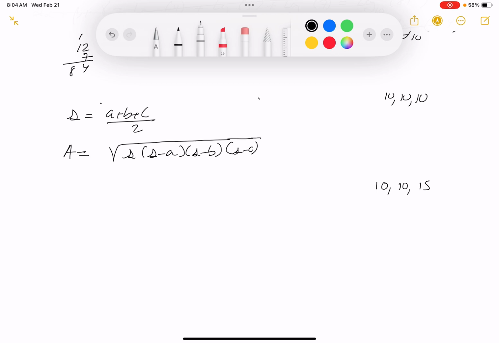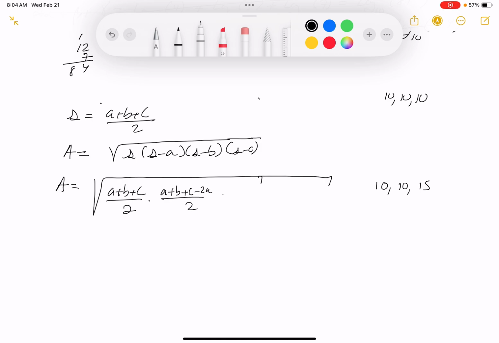Now granted, I'm not really interested in computing the number. I'm interested in which one's larger. So looking at this over here, I realize that A would be equal to a root. And let me write this down over here. It's going to be A plus B plus C over 2 times, well, it's going to be A plus B plus C minus 2A. So it's going to be A plus B plus C minus 2A over 2.